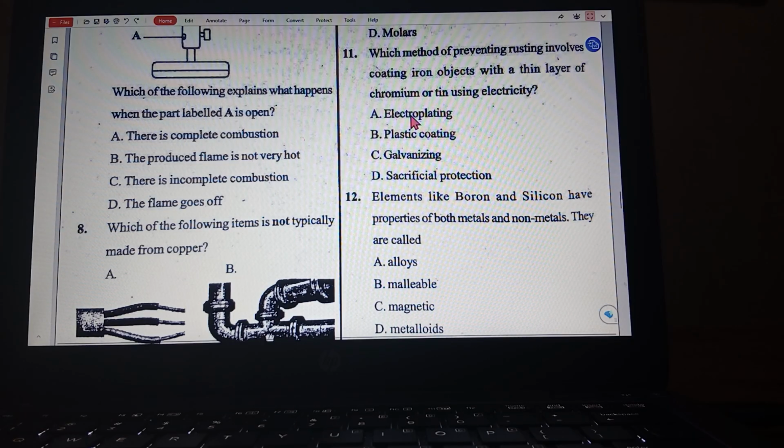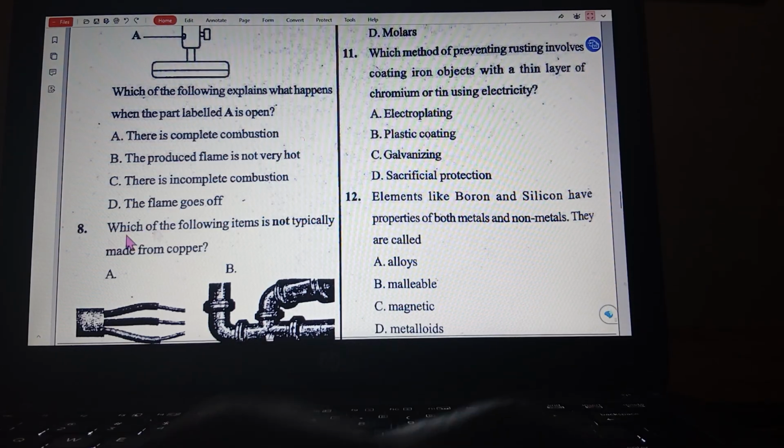Having said this, allow me to discuss the ways of preventing rusting. The first one is electroplating. The second one is painting. We can also practice plastic coating. Galvanizing, that's a way of preventing rusting. Sacrificial protection, a way of preventing rusting. And also alloying, combining an iron with another metal can also prevent rusting. That's good. Let's move to question 8.